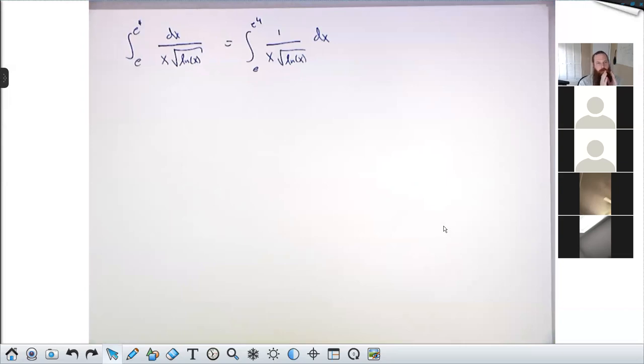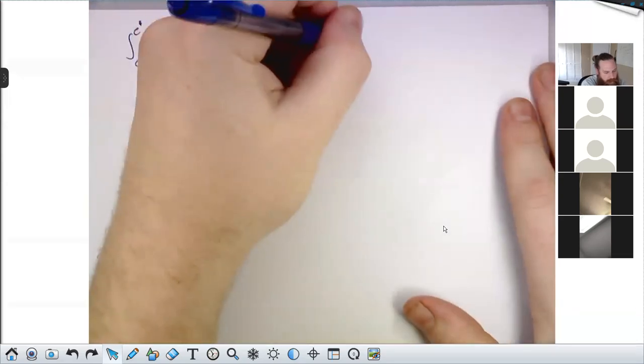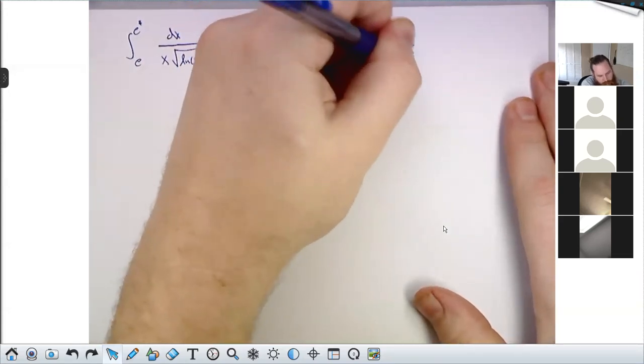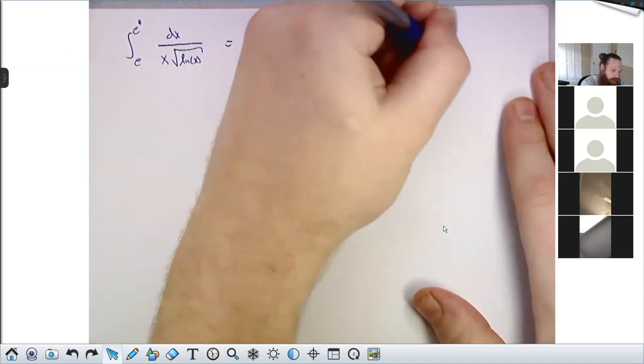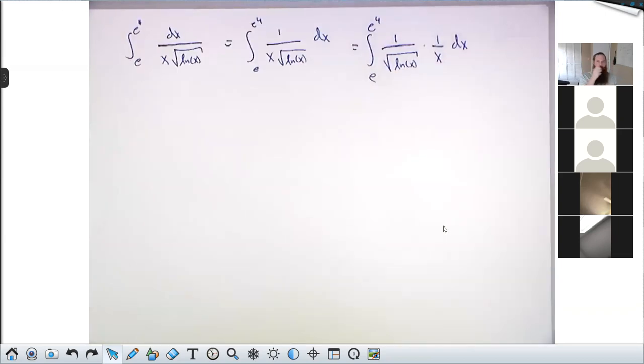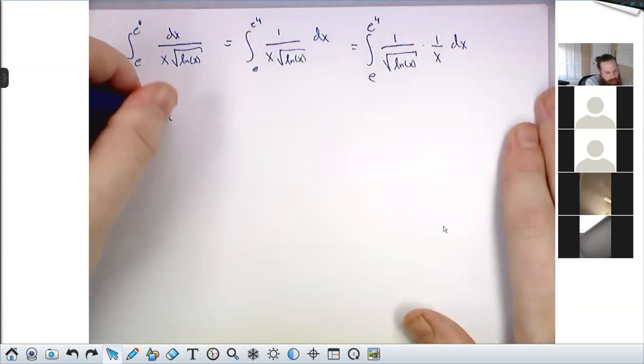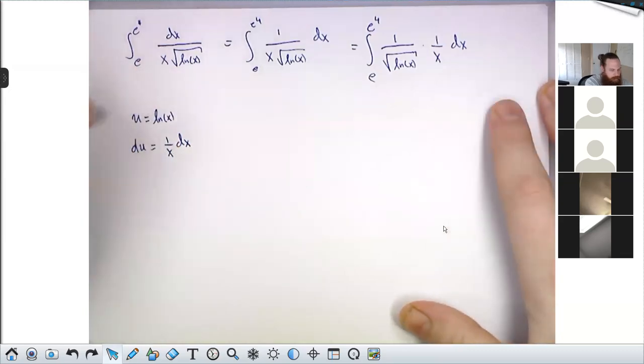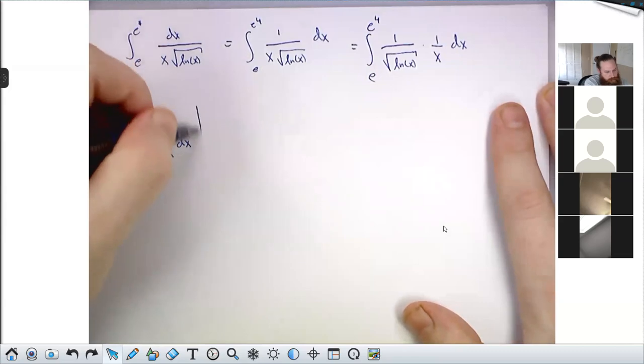Any ideas what we should try substituting for here? Good, the natural log. And it can be made a little bit easier to see that by rewriting this as the integral to e to the 4 of 1 over the square root of ln x times 1 over x dx. Everybody sees that these are the same? And now that 1 over x that I've grouped with the dx is a strong hint to substitute for the natural log. Because if you make u equal to ln of x, du is exactly 1 over x dx. So this is the stuff I need to make this substitution.